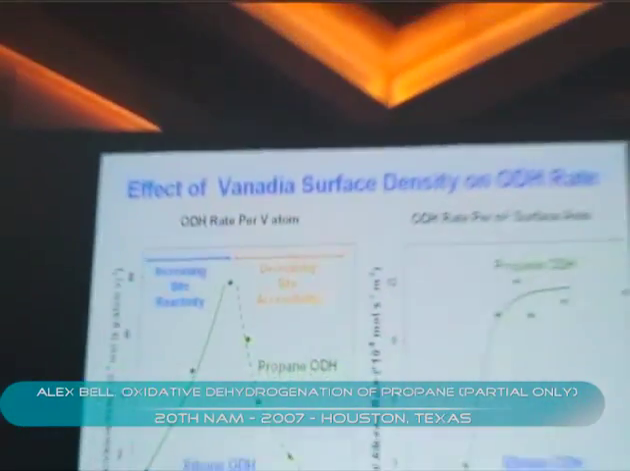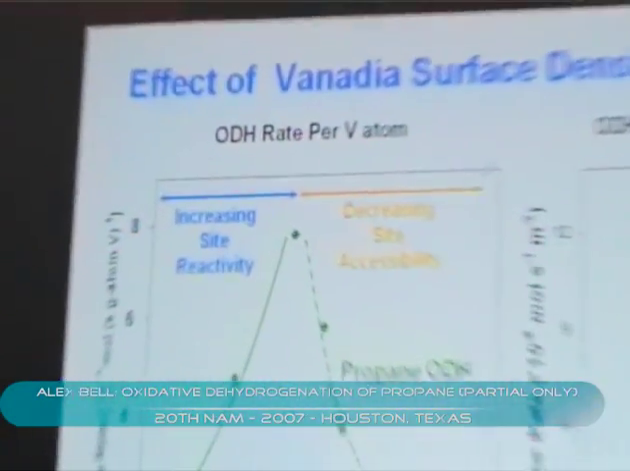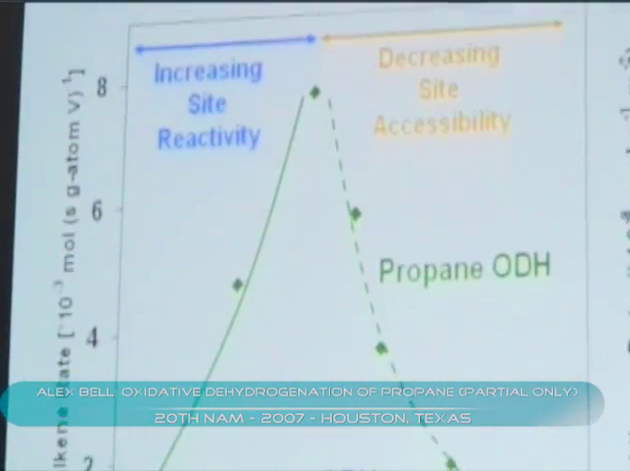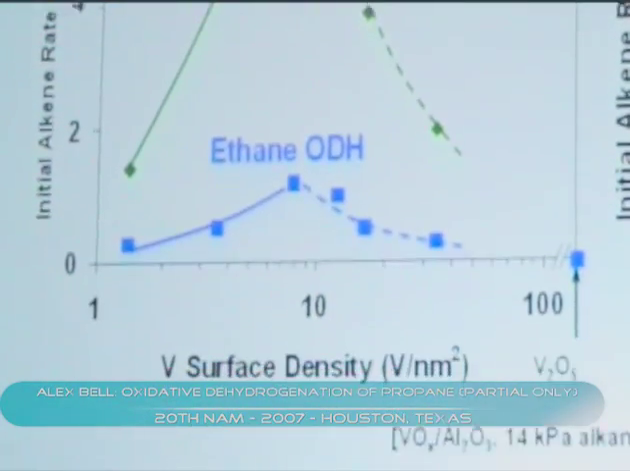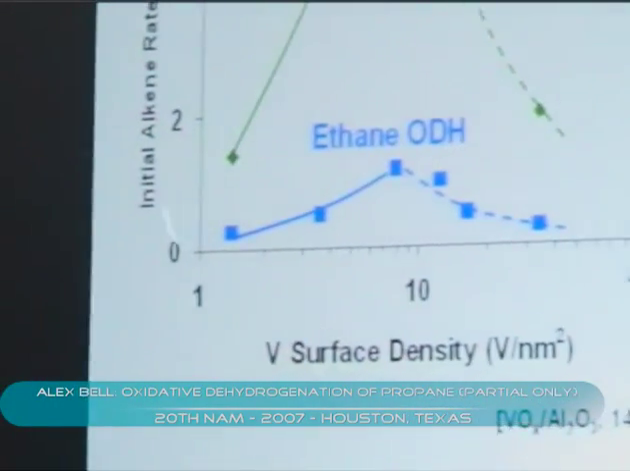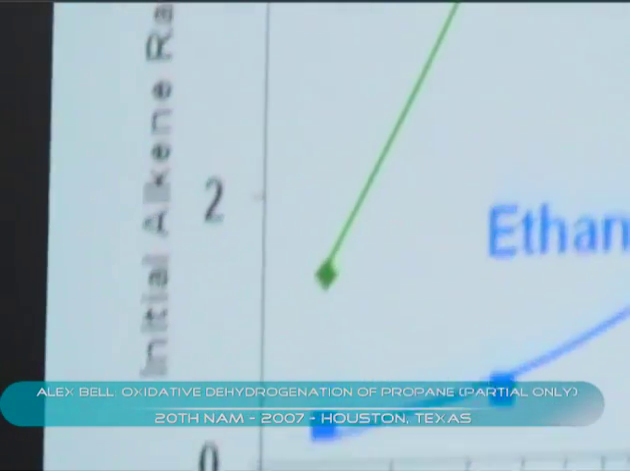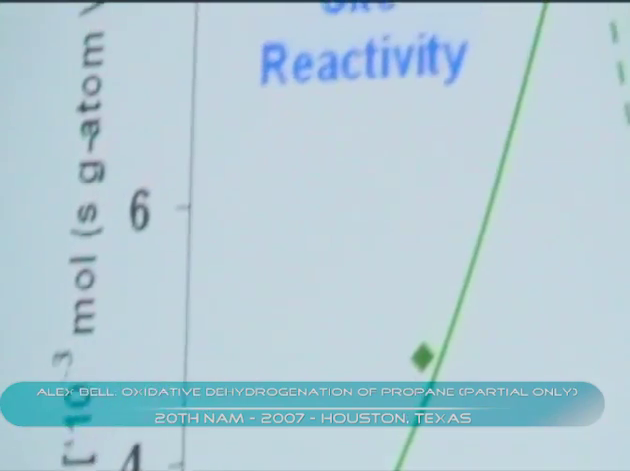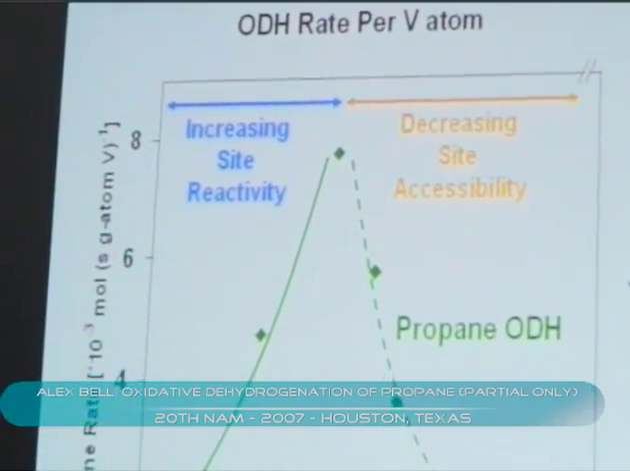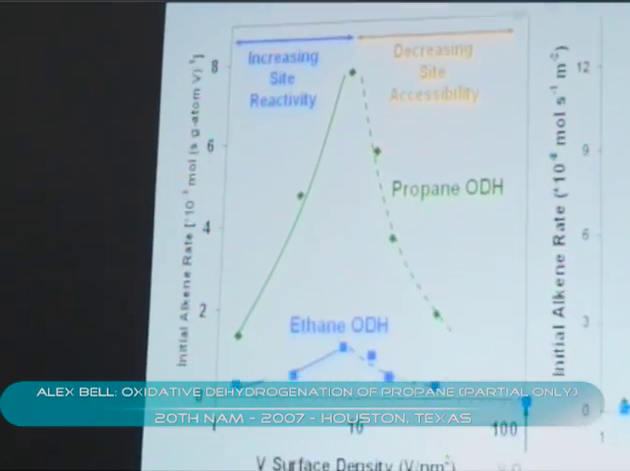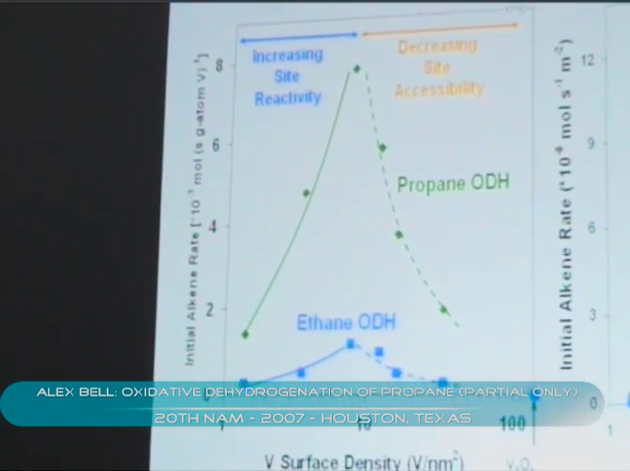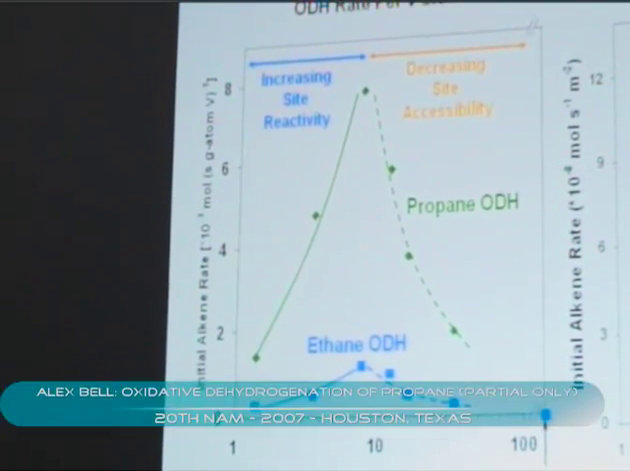Propane in green, ethane in blue. This is the oxidative dehydrogenation, the rate of forming the olefin per unit of vanadium on the left. We'll look at that first. And what you see is that if you start with low loadings where you principally have monovanadates, and you go to higher loadings where you approach a monolayer of polyvanadate on the alumina surface, the activity per vanadium increases by a factor of 4 in both cases. And then it reaches a peak, and after that, the site-specific activity begins to decline.